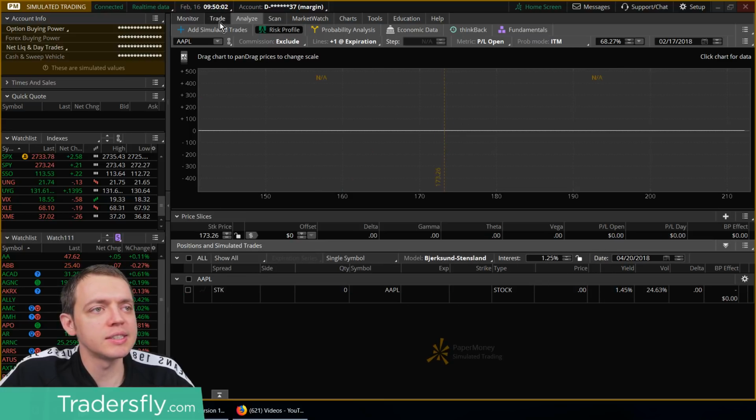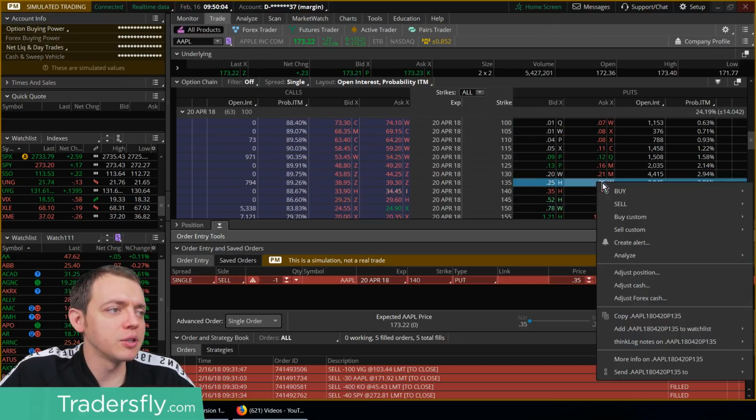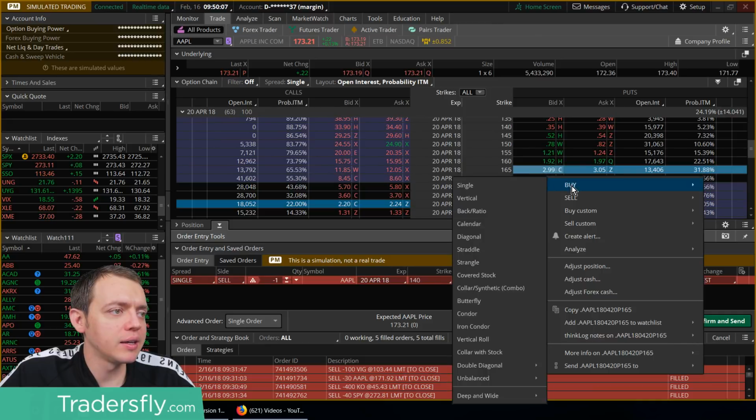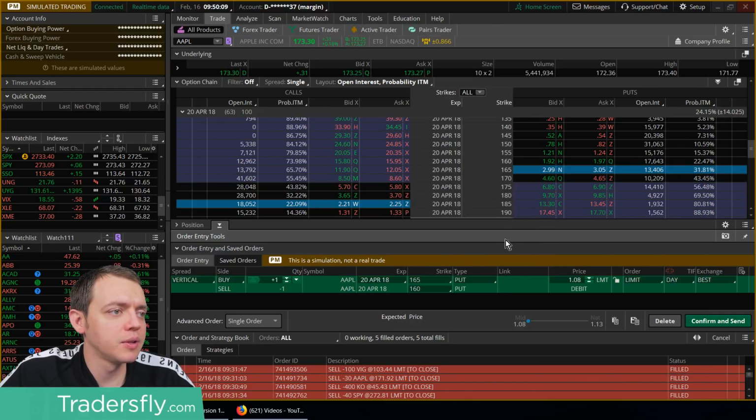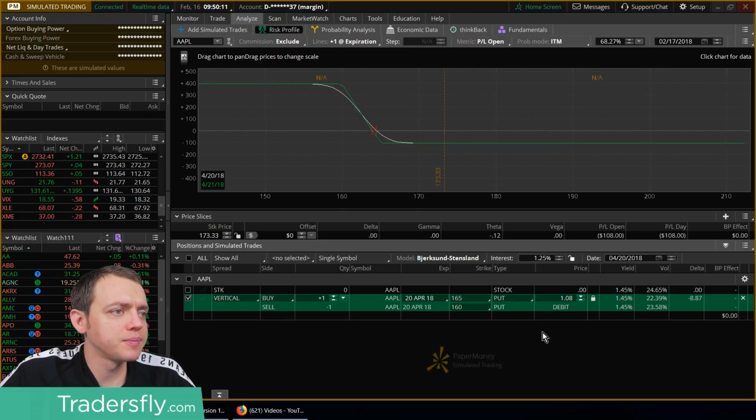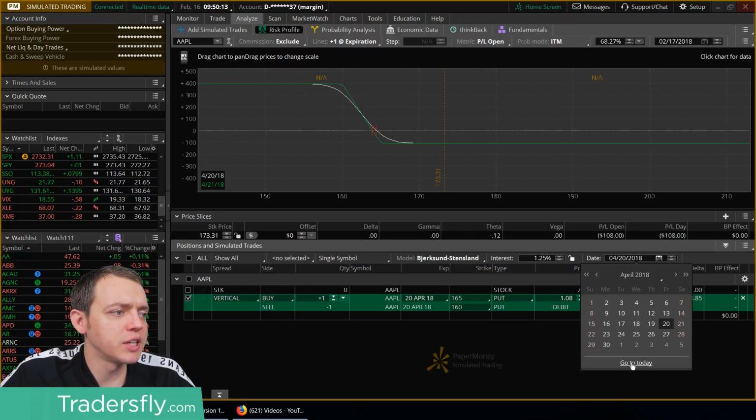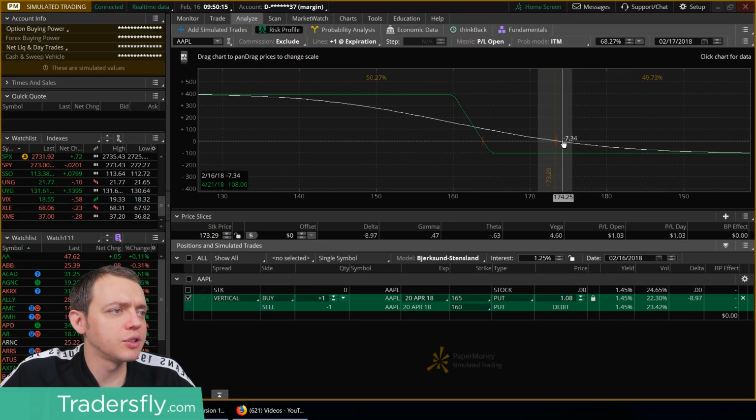Can you put this in as a single individual order? Absolutely, I could go ahead and buy a vertical here as well, analyze the trade, and now you can see how it works. Let's reset the time. And there you go. So you could see right there risking 108 to make 392.